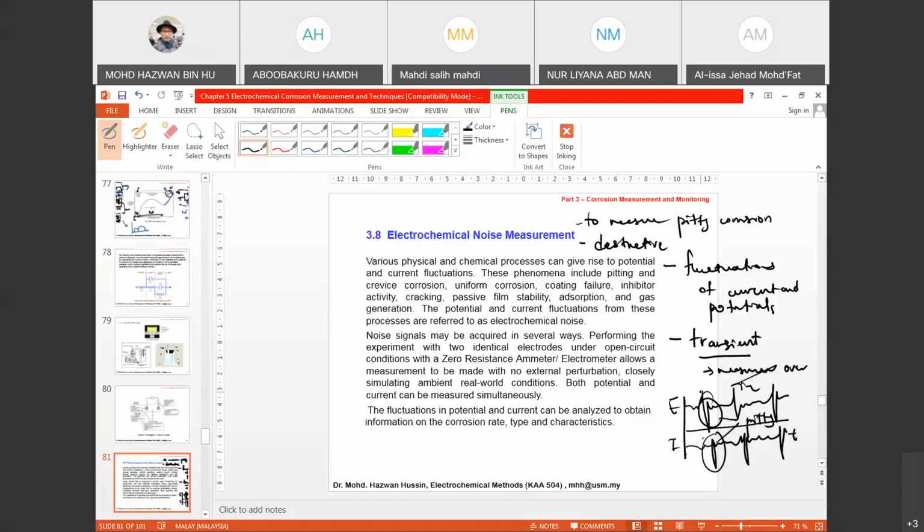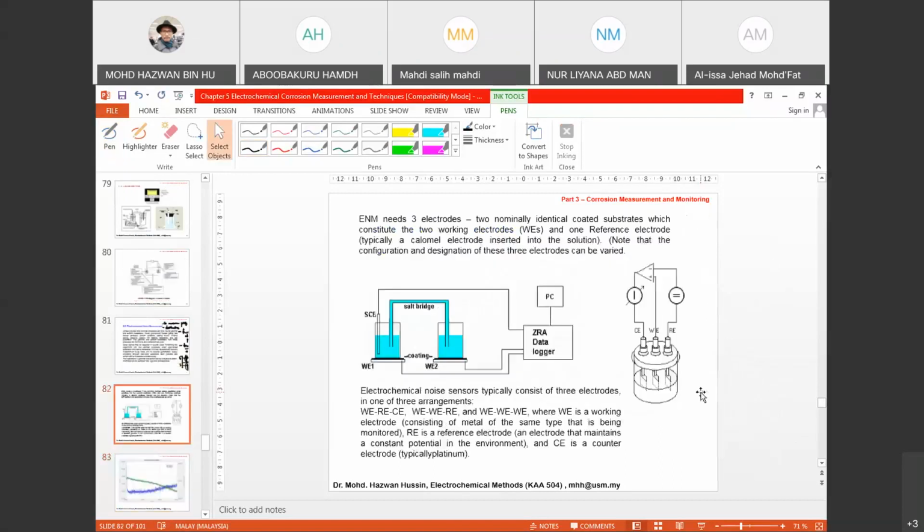Noise signals may be acquired in several ways. Performing the experiment with two identical electrodes under open circuit condition with a zero resistance ammeter or electrometer allows a measurement to be made with no external perturbation, closely simulating ambient real-world conditions. Both potential and current can be measured simultaneously. The fluctuations in potential and current can be analyzed to obtain information on the corrosion rate, types, and also characteristics.